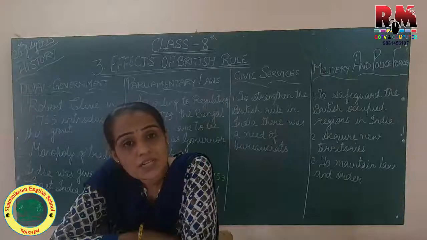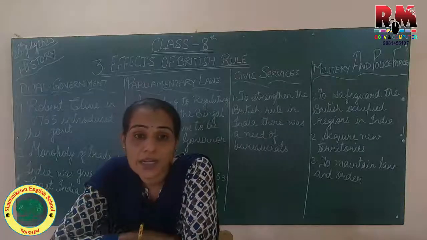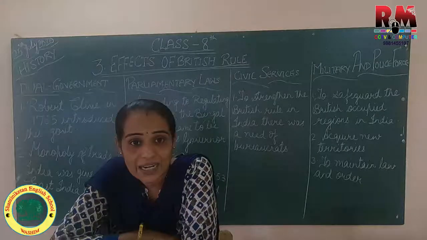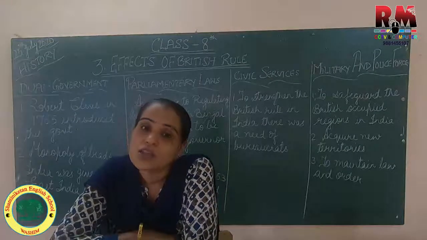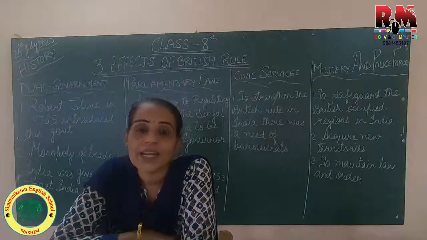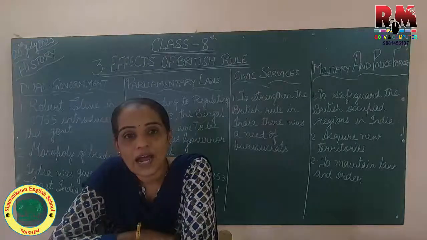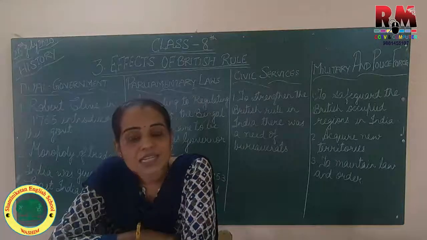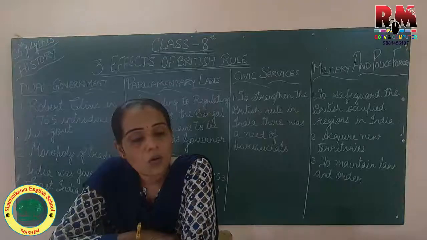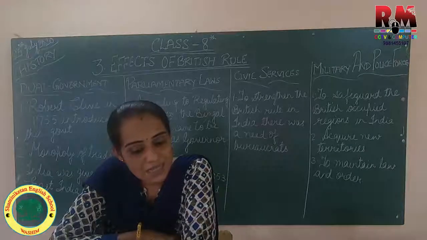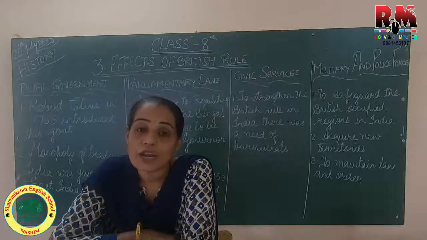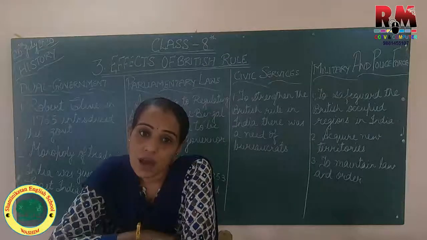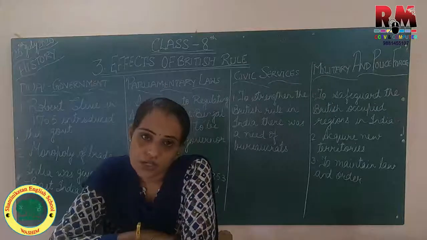Then came the judicial system. The British established a new judicial system in India on the basis of the judicial system in England. Every district had a civil and criminal court to solve the local cases. For reconsideration of their judgment, a high court was now established by the British government.